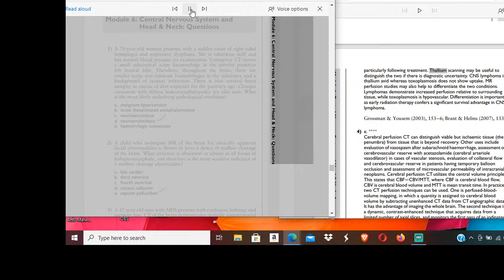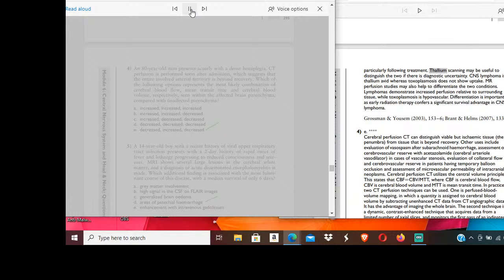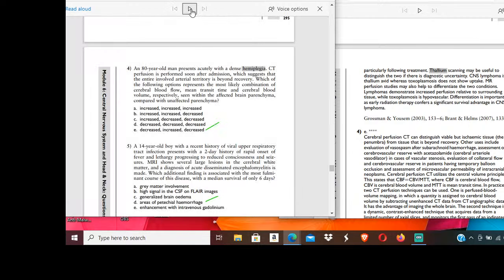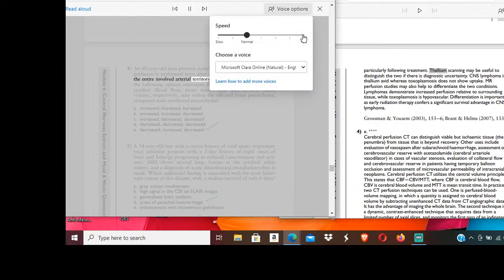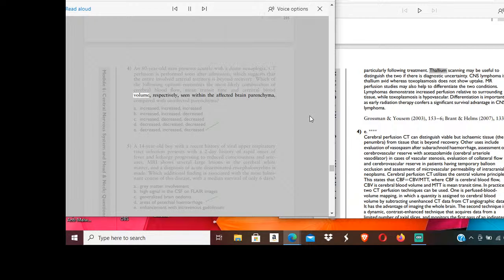Module 6, Central Nervous System and Head and Neck Questions. 4. An 80-year-old man presents acutely with a dense hemiplegia. CT perfusion is performed soon after admission, which suggests that the entire involved arterial territory is beyond recovery. Which of the following options represents the most likely combination of cerebral blood flow, mean transit time, and cerebral blood volume, respectively, seen within the affected brain parenchyma, compared with unaffected parenchyma? A. Increased, increased, increased. B. Increased, increased, decreased. C. Increased, decreased, decreased. D. Decreased, decreased, decreased. E. Decreased, increased, decreased.